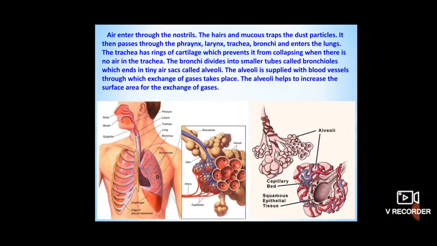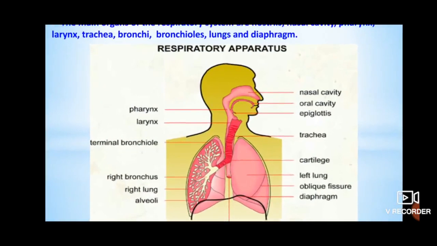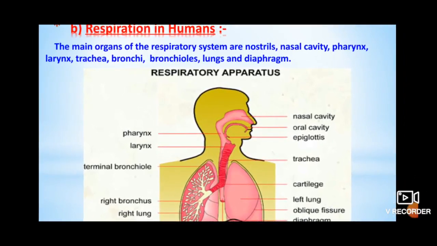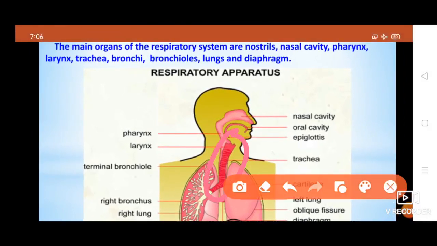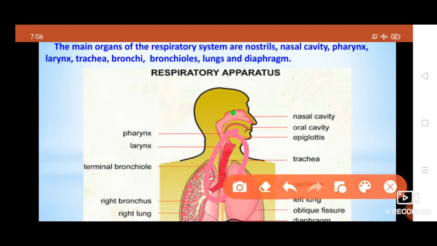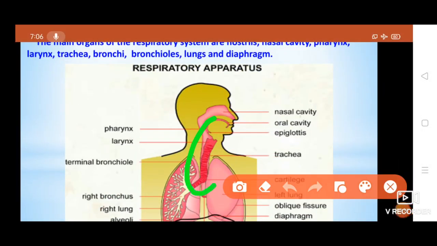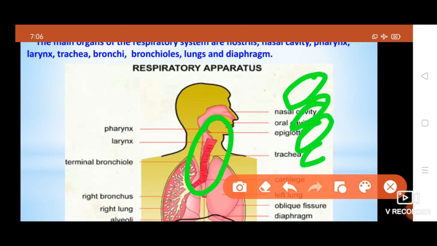See children, the trachea has rings of cartilage which prevent it from collapsing when there is no air in the trachea. Just observe it in the trachea. You are going to observe ring-like structures in this picture. Once again I am showing it now. It will look like this. There is an arrangement of rings in the trachea.